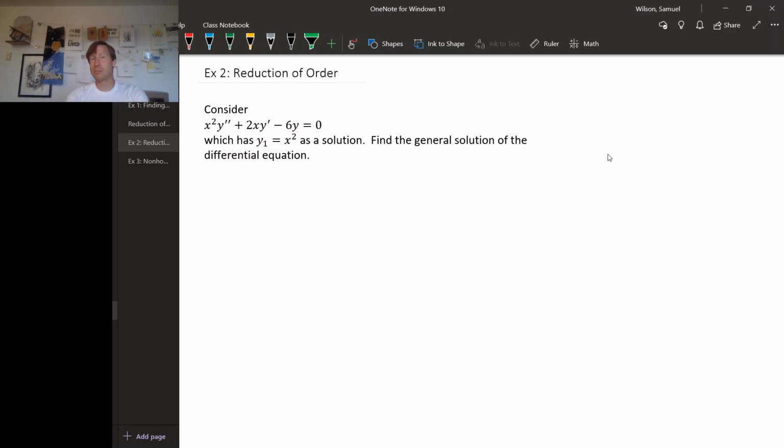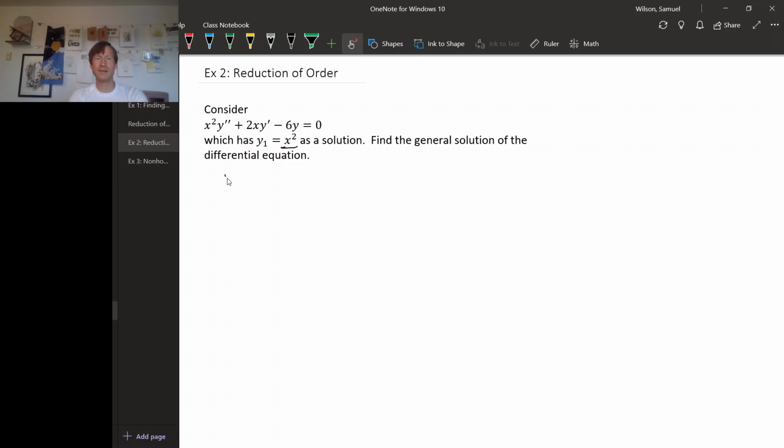Let's do a couple more examples of using reduction of order to find a second solution to a linear differential equation. Here we have a homogeneous second order linear differential equation, and we have one solution here. You can check if you want that x squared is actually a solution to this differential equation. To write a general solution for this equation, we need a second linearly independent solution.